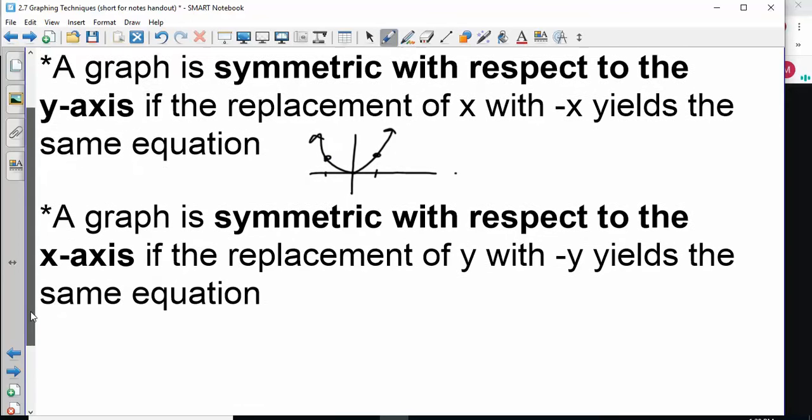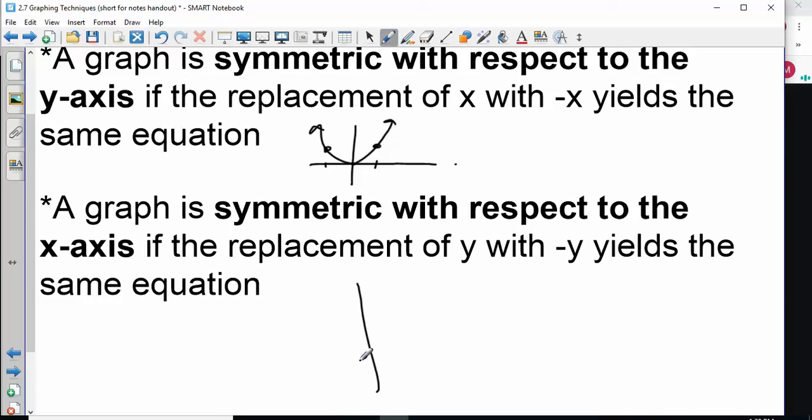Symmetric to the x-axis means if I fold this graph on the x-axis, it overlaps itself. Is this one a function? No. What that means is a positive and a negative y give you the same x value out.